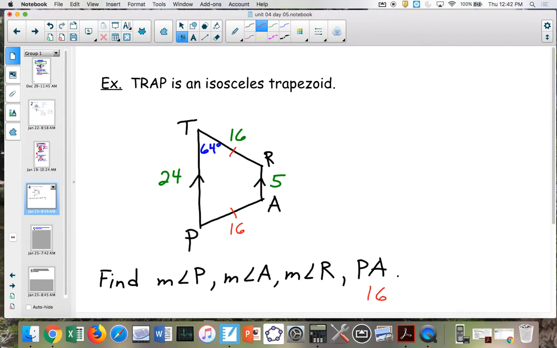The base angles are congruent. So I know if angle T is 64, angle P is also 64. And I know that angle T and angle R are supplementary, so angle R would be 180 minus 64, so 116 degrees for angle R. And angle A is going to be congruent to angle R, because those are a pair of base angles. And there you have it.